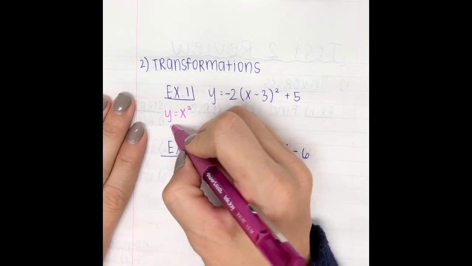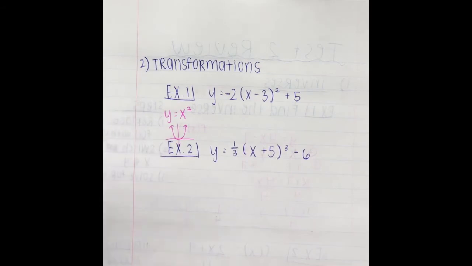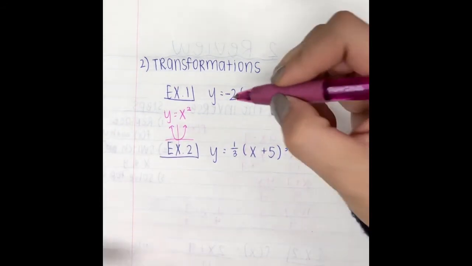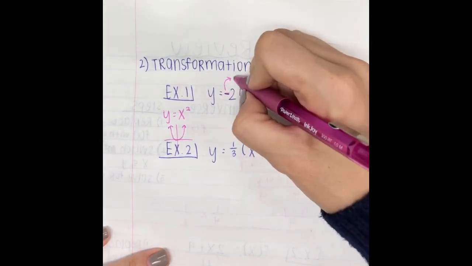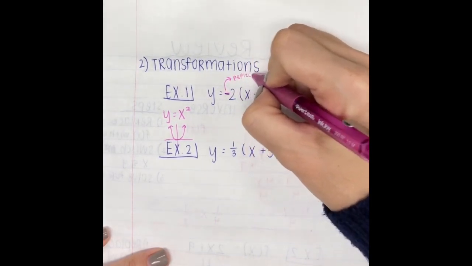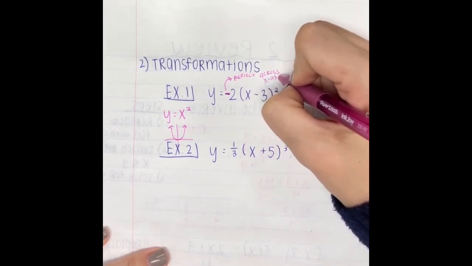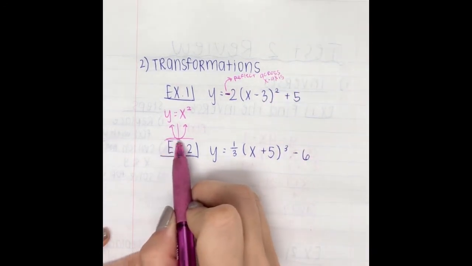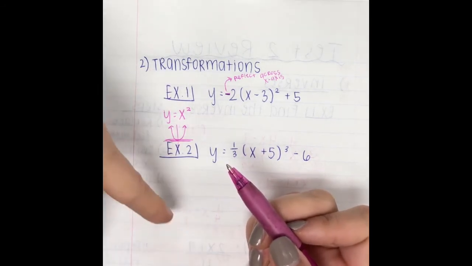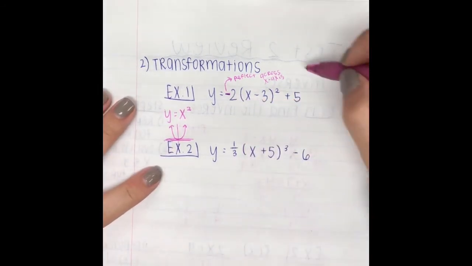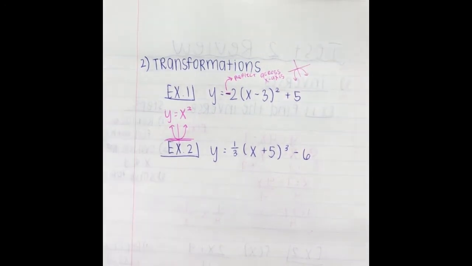So our parent function starts off looking like this, right? I guess I should have drawn it on a graph. So it starts off looking like that. This negative sign in front, just the negative, is going to cause it to reflect across the x-axis, okay? Well, this is your x-axis, so if you reflect it, it's now going to flip down, right? So just this negative is going to change your graph to now look like this, okay?